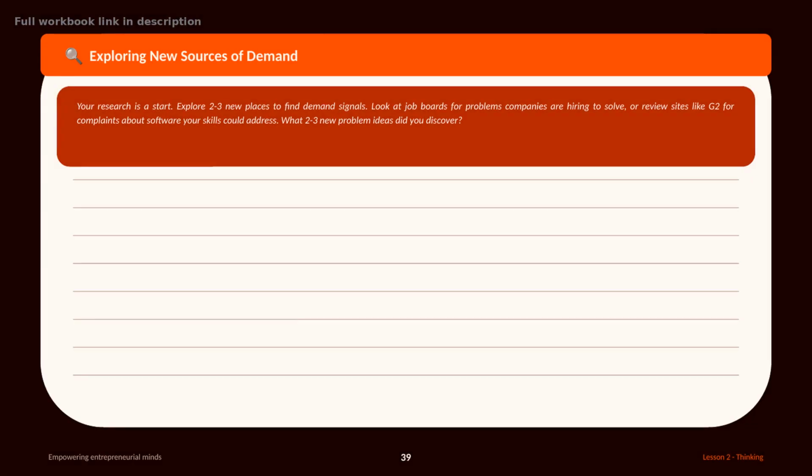Push a little further. Explore 2 or 3 new places to find demand signals. Job boards for problems companies are actively hiring to solve, or review sites like G2 for complaints about software your skills could fix instead. What 2 or 3 new problem ideas did that turn up? If you have the PDF, jot them right there.